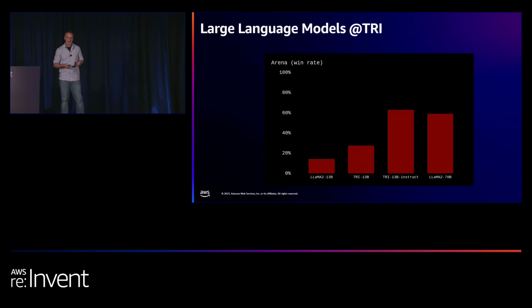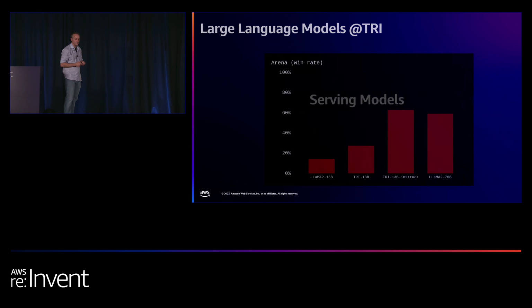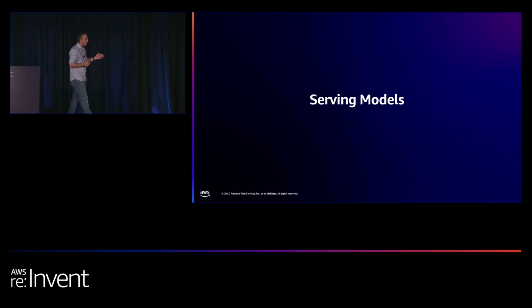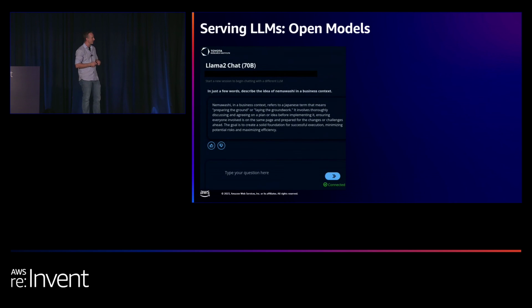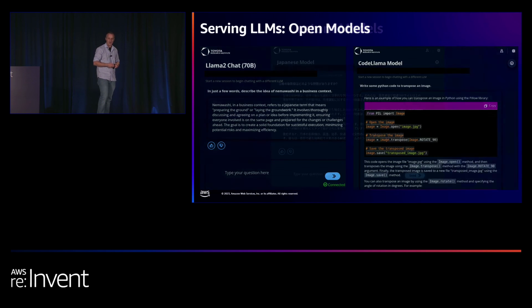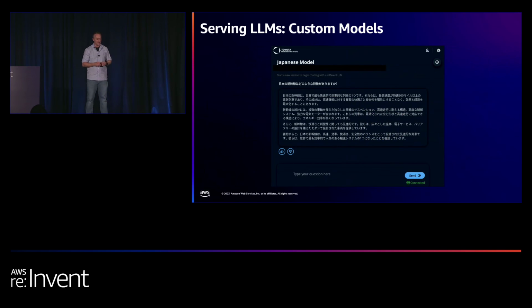SageMaker has really enabled us to do a lot of this experimentation very rapidly at TRI. The final one I want to mention, though it's not covered as much in this topic, is the ability to do other workloads, such as serving models. We've been leveraging SageMaker endpoints to serve both open source models and the models we have in-house, internally across TRI, and maybe eventually externally as well.